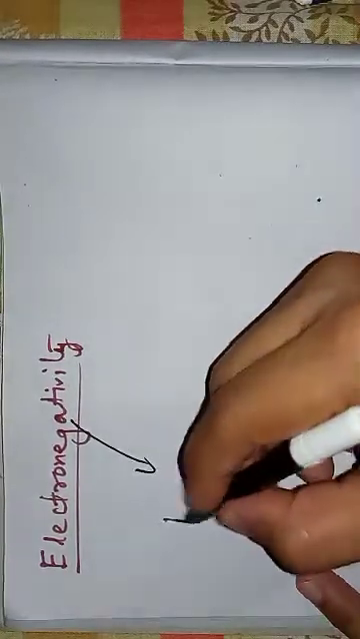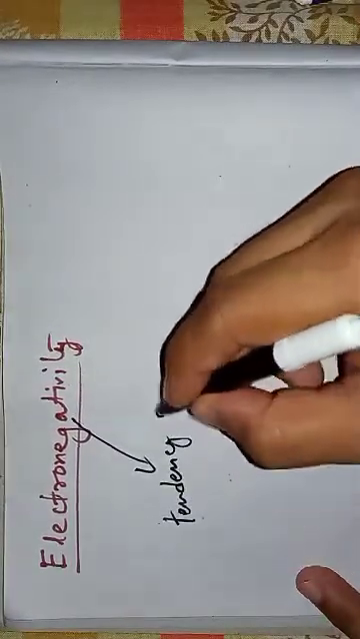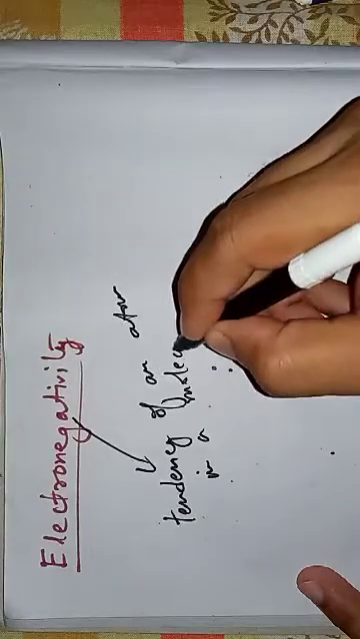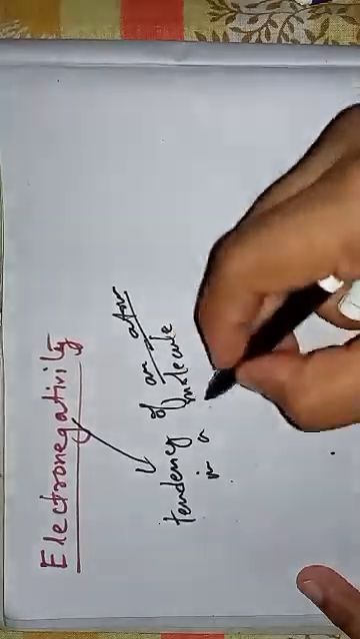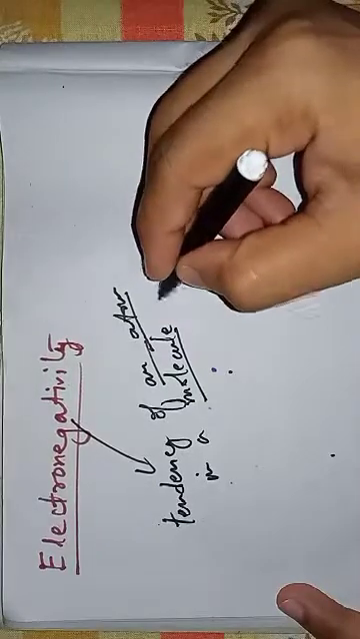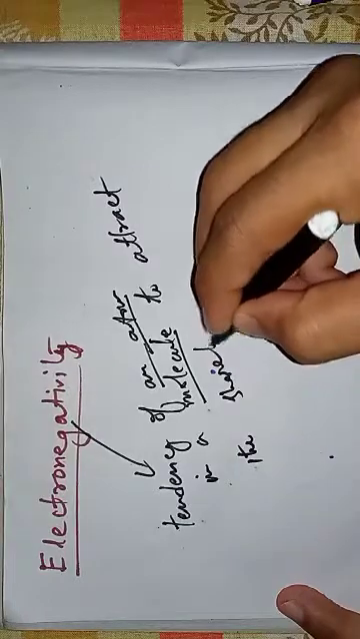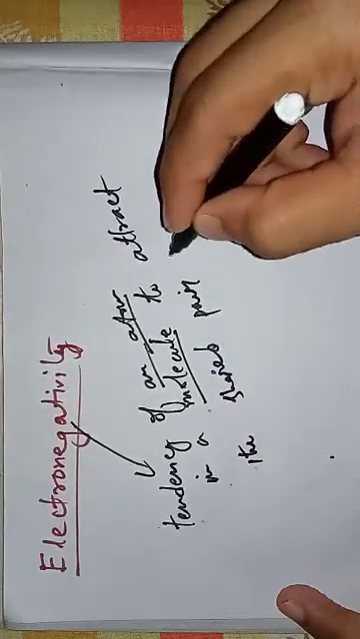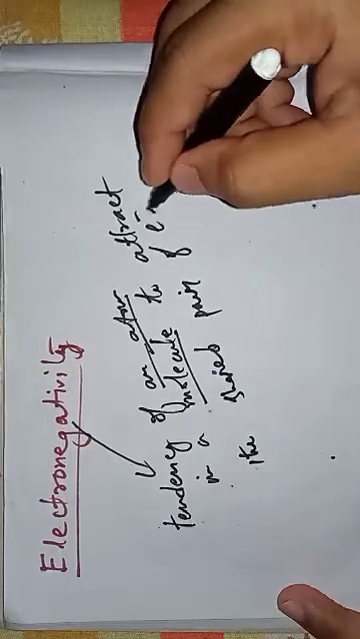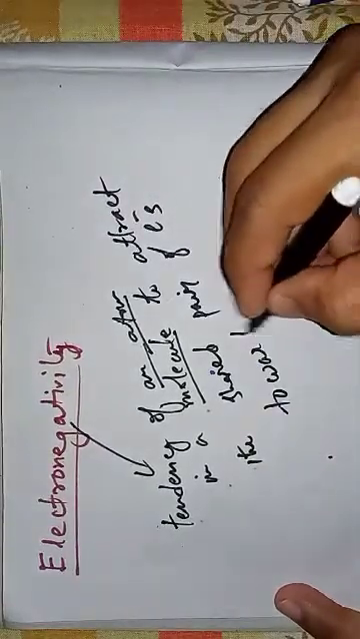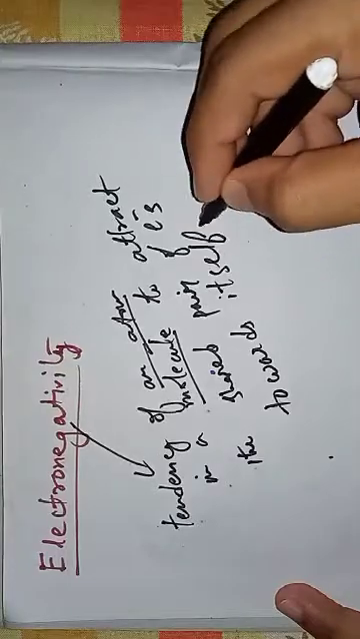It is the measure of the tendency of atoms in a molecule. It is defined as the tendency of an atom in a molecule, and these are the keywords, to attract the shared pair of electrons towards itself. So let us take a molecule to make you understand the definition.